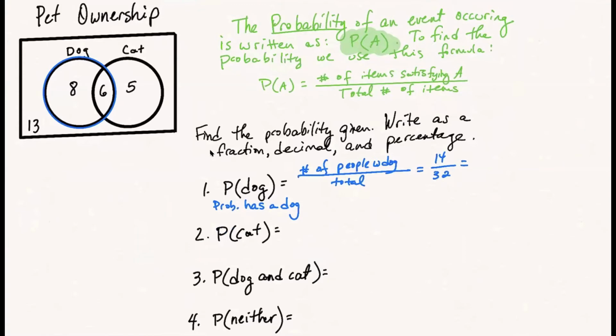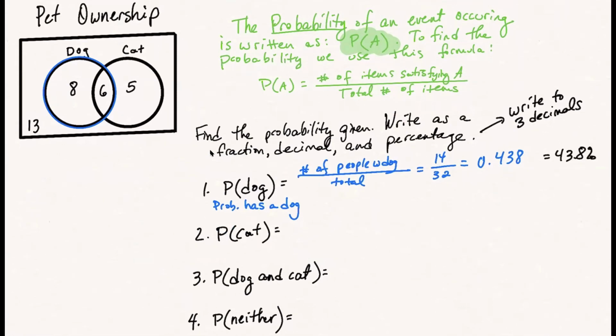We want to figure out the decimal, and remember this means 14 divided by 32, which is 0.438. And we're going to write to 3 decimal places. That's pretty much a convention that we're going to use throughout this entire class. Okay, so the probability of having a dog is 0.438 or 43.8%.